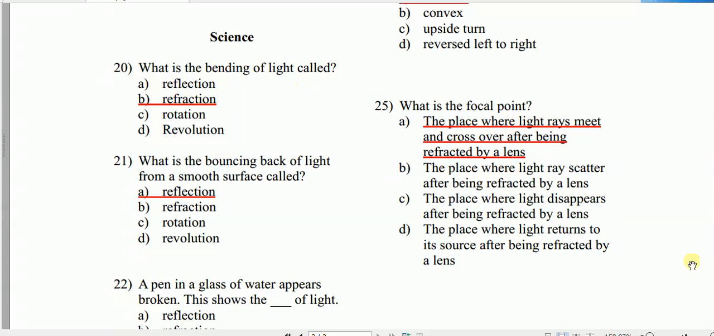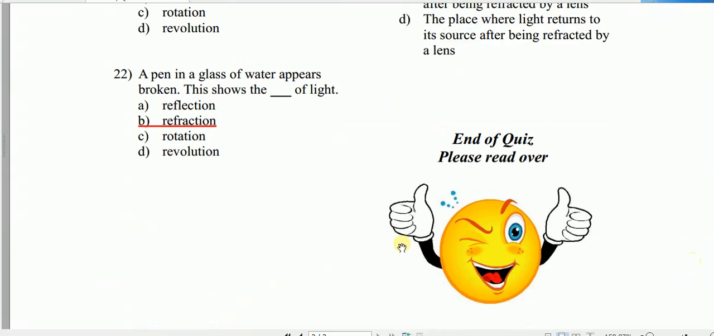Number 22, a pen in a glass of water appears broken. This shows the refraction of light. So as the light passes through air into water at an angle, it changes the angle and the speed, the pen appears broken, and that is as a result of refraction.